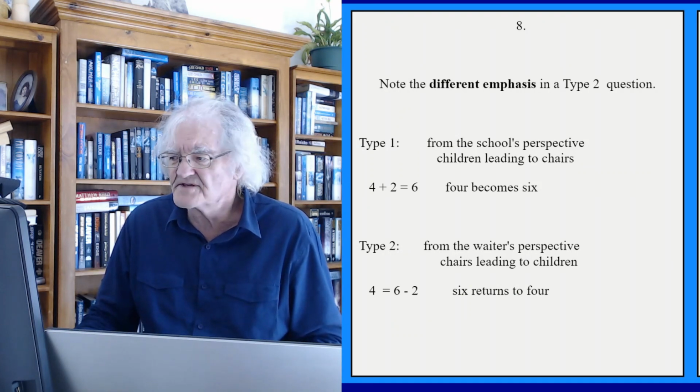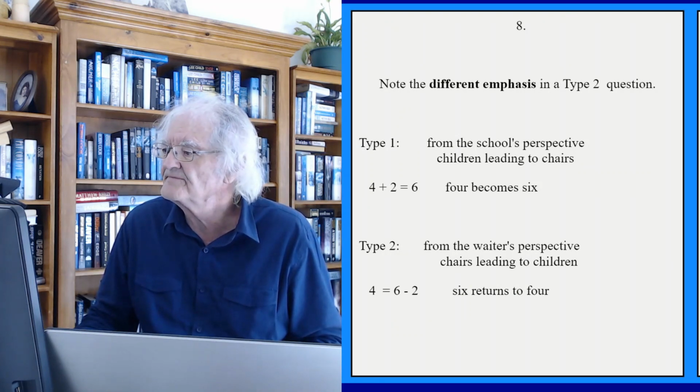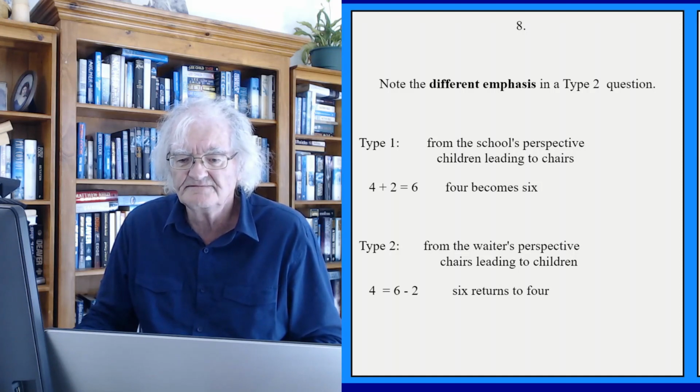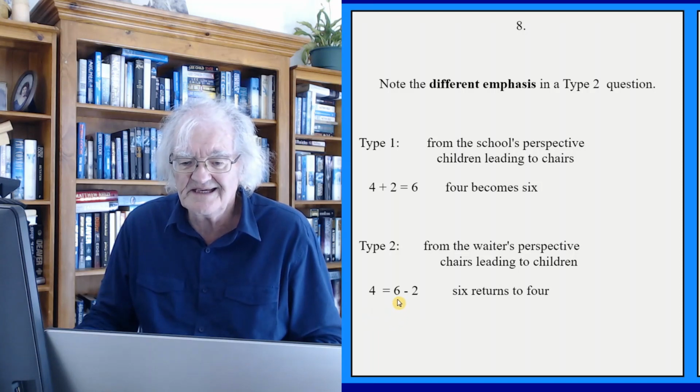Note the different emphasis in a type 2 question. From the school's perspective, children leading to chairs, 4 plus 2 becomes 6. From the waiter's perspective, chairs leading to children, 6 returns to 4. Now to do that, notice 6 returns to 4. We begin here, where the processing is.